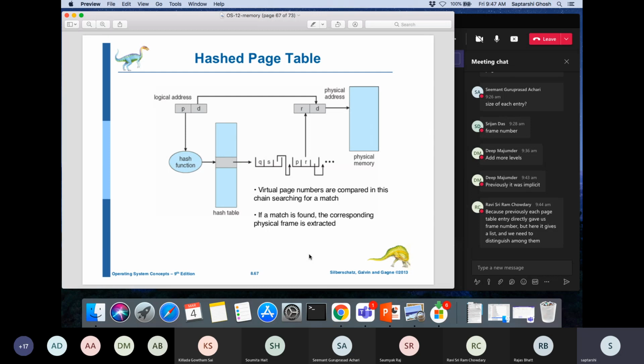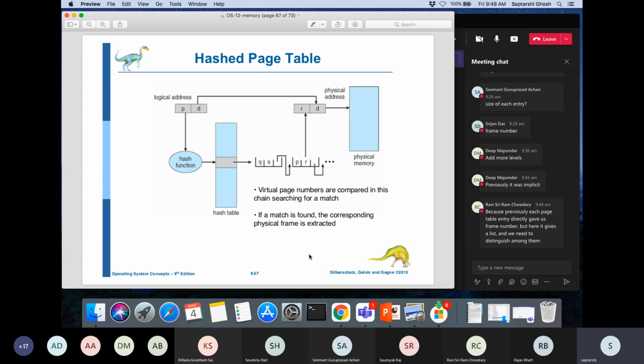Like you need too many memory accesses to get to a particular piece of data. Of course, you can still use the TLB and all. But if there is a TLB miss, then there is a huge cost. As in, maybe 4 memory accesses are required to access our data. So that is what people are not liking. So for really large logical address space, 64-bit logical address space, people have started moving to hashed page tables.